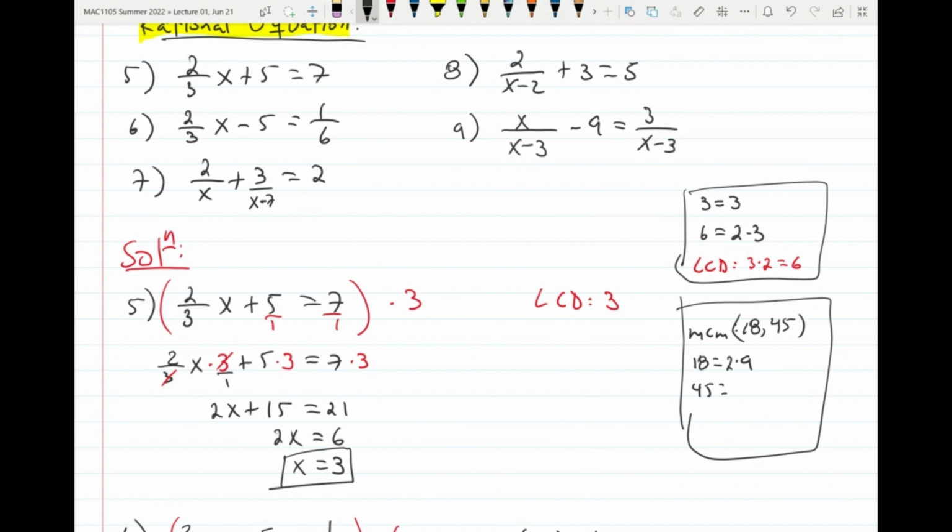is, so 2 is already prime. Now we can break out 9 more. How can you break up 9? 3 times 3. So this is 2 times 3 squared. Yes? That's the prime factorization.